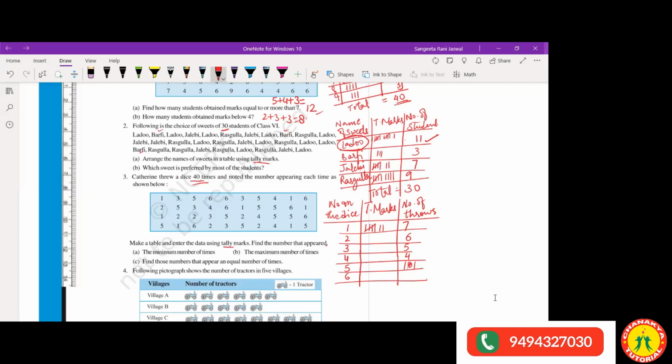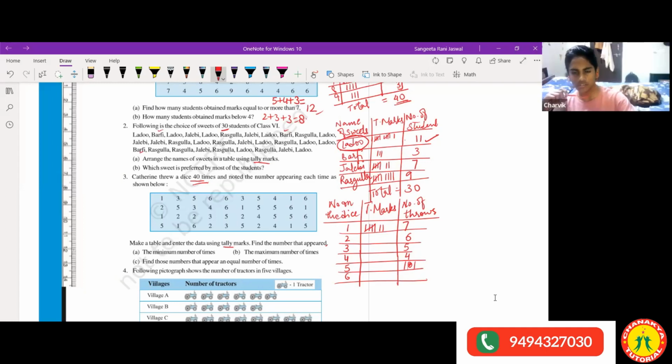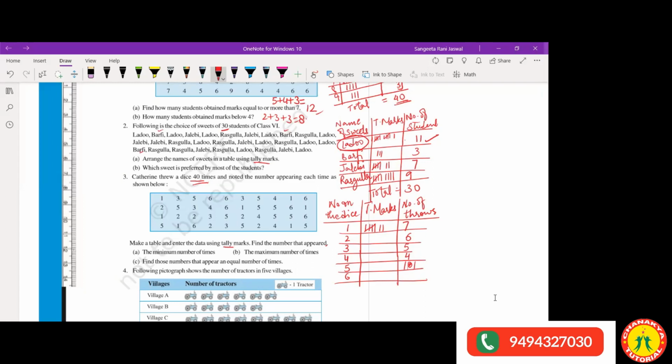Okay. In how many throws she got 6? Ma'am, 7. Okay. Right. Just count it. Are you getting 40? Because we are told here that she threw 40 times. If this total is 40, that means your calculation is correct. Just count it. Is it 40? If it is not 40, that means somewhere something is wrong.